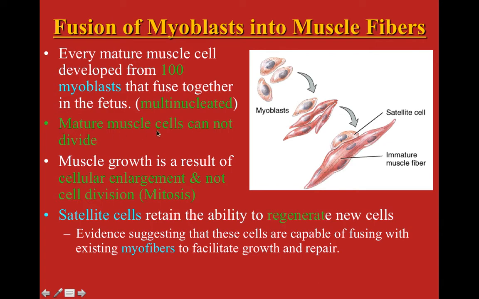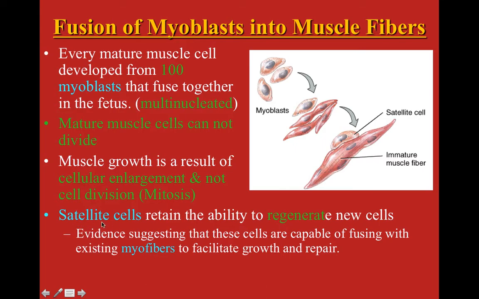Then mature muscle cells cannot divide, which means they do not go through mitosis. As mature muscle cells grow, it's a result of cellular enlargement and not mitosis. So once these muscle fibers are established as being mature, they do not reproduce and make more muscle cells. What they do is they get bigger based upon the different nutrients that are there and how much they're being worked. Satellite cells retain the ability to regenerate new cells.